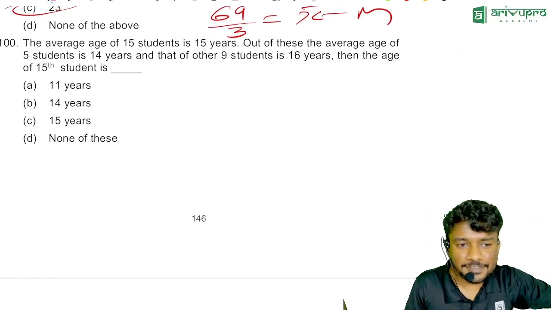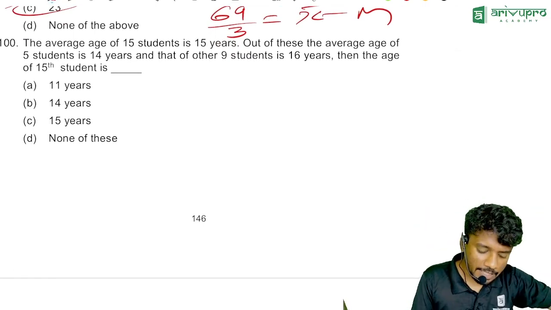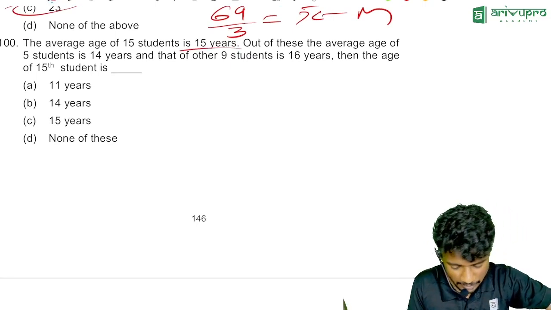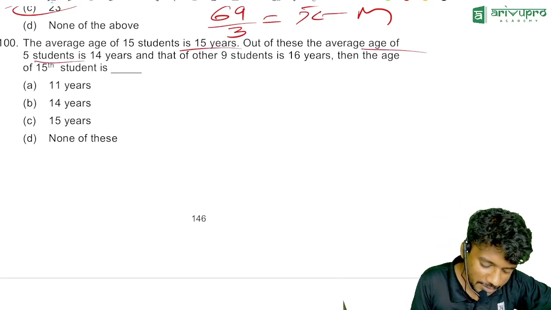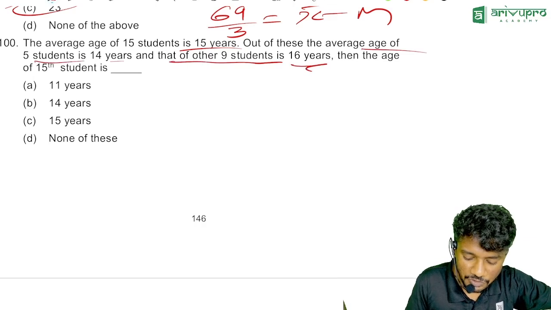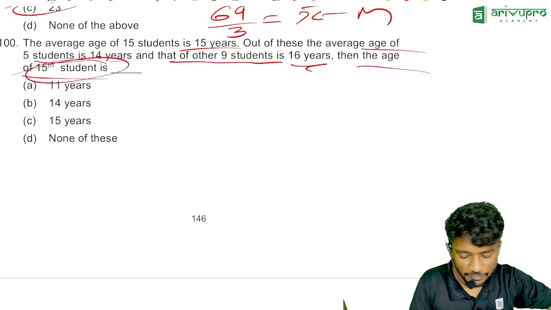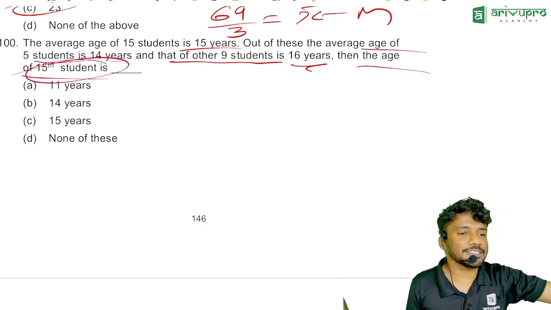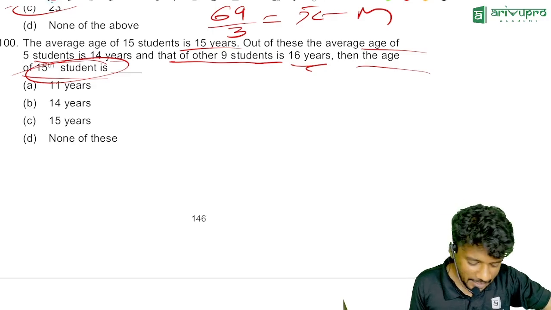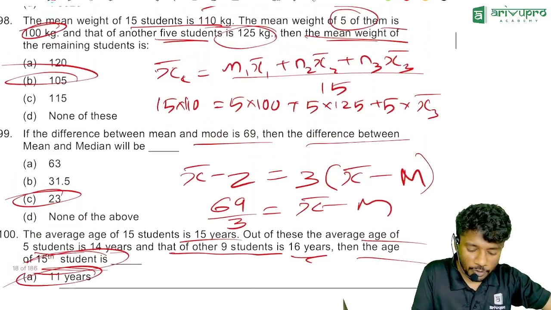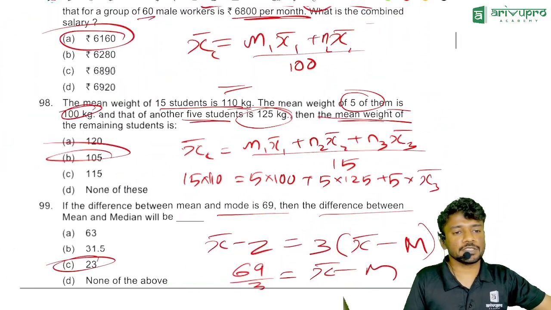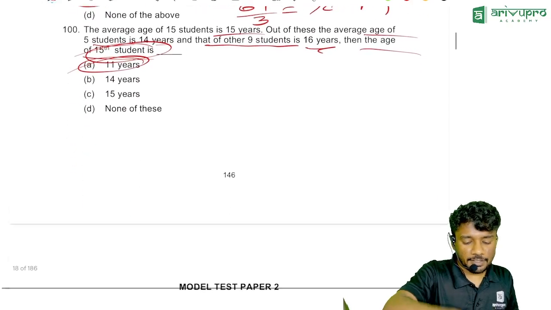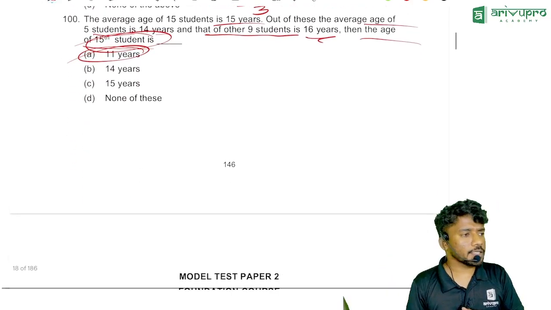Last question. The average age of 15 students is 15 years. Out of them, the average age of 5 students is 14, that of 9 students is 16. Then the age of the 15th student is how much? Same thing. Whatever we did over here, you can use that. That's all. Model test number 1.